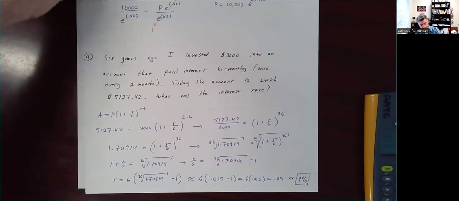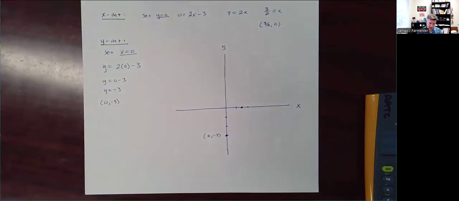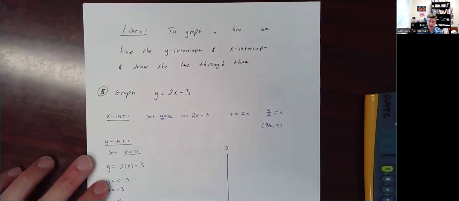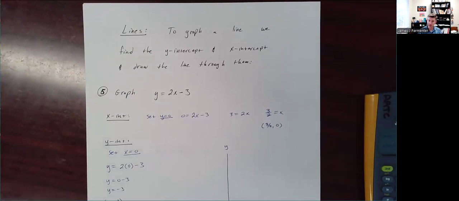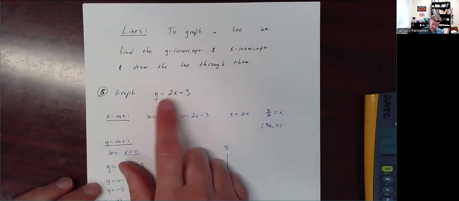Sorry about that. Let's talk through this line as well. So I was talking about how to graph a line, we need to find the y-intercept and the x-intercept and draw the line through them. So we're trying to graph y equal to 2x minus 3.